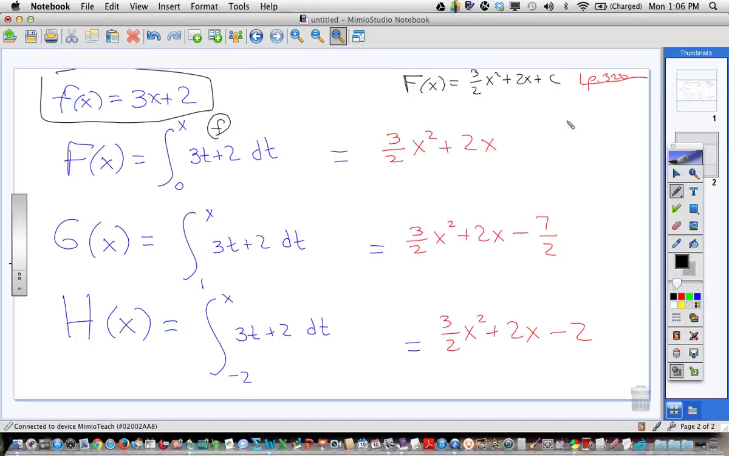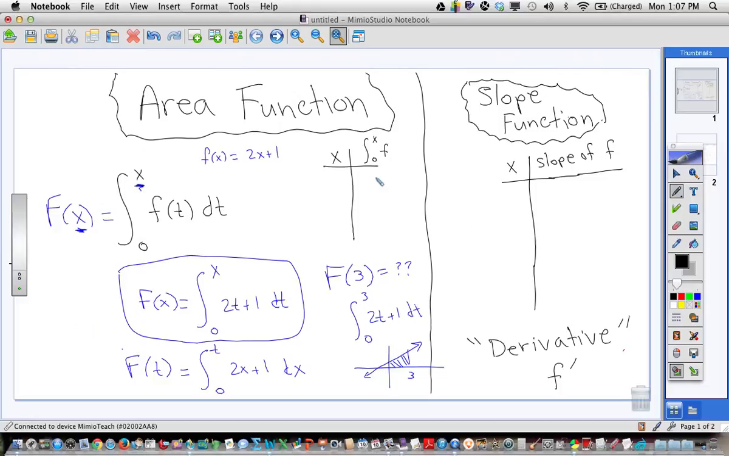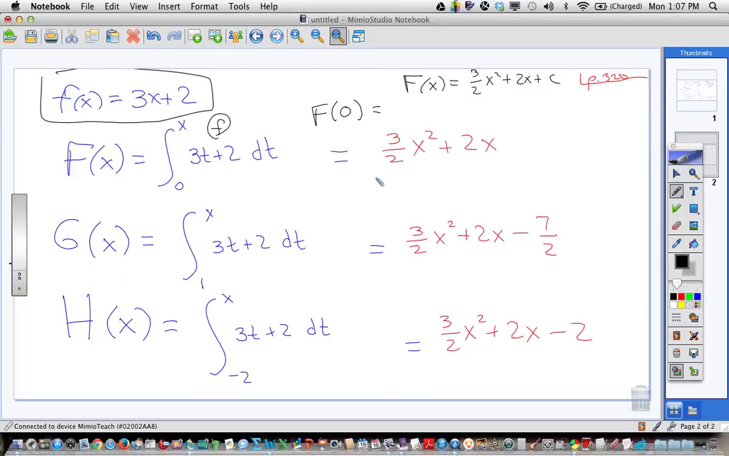Now, we need an initial condition. What that means is we need some value of big F that we know. Is there any value of big F that we know? Do we know big F of 0? Now remember on this page, when I told you when you're trying to find big F of 3, you put a 3 in right there. So big F of 0 would mean we put a 0 right there. What's the area from 0 to 0? 0, that's right.